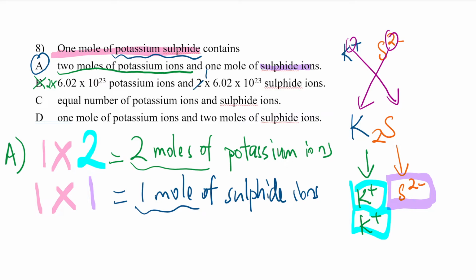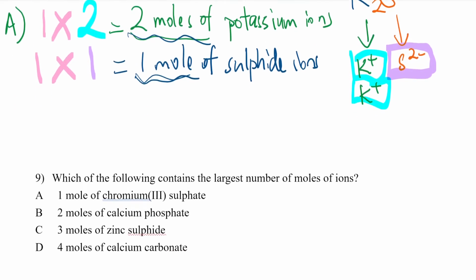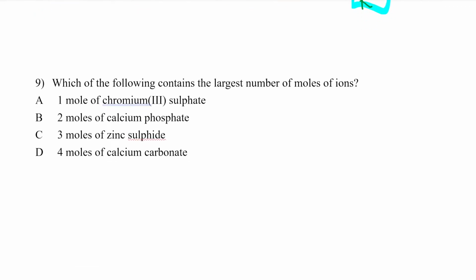So C, it says there are equal number of potassium ions. Obviously not. If there are 2 moles of potassium ions and 1 mole, how can that even be equal? And for D, it says you have 1 mole of potassium ion. No, it's the opposite. It should be 2 moles, and this is 1 mole. So there you go. All right, and then let's do this last question, and I think you'll be very, very familiar with how to tackle all of these.